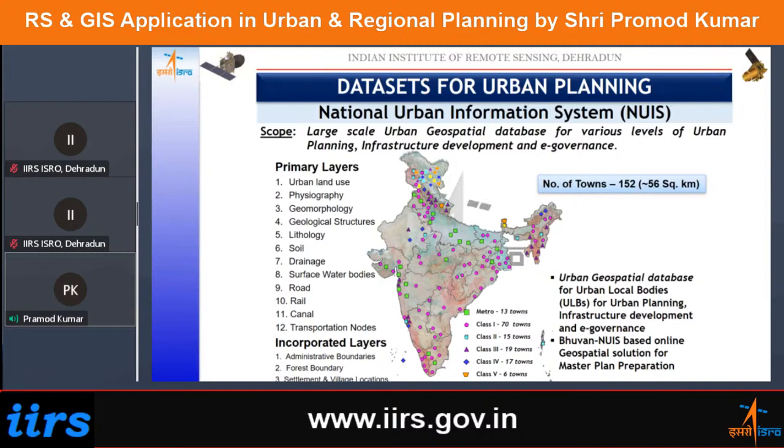This was one such endeavor by the government to create a database, and this kind of data should be readily available to urban planners for such purposes. As such, the data is not only available from the optical platform.